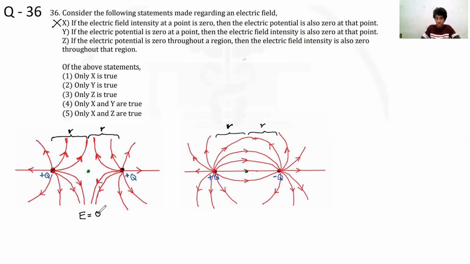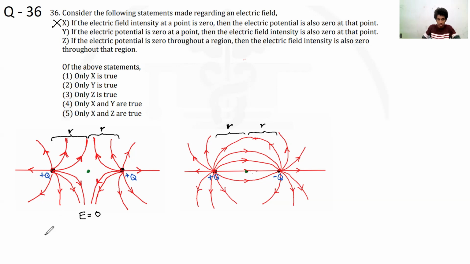So what about the electric potential at this point? What is electric potential? Electric potential is the work done in bringing a unit positive charge from infinity up to a certain point in an electric field. Here, definitely, we have to spend energy when bringing a unit positive charge from infinity up to this point. Therefore, there is an electric potential at this point.